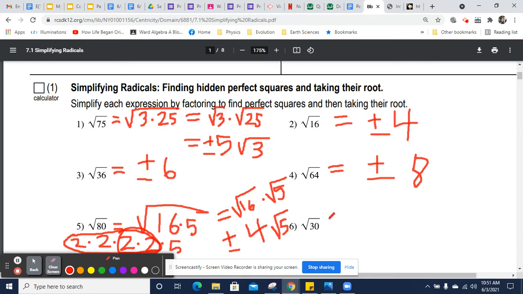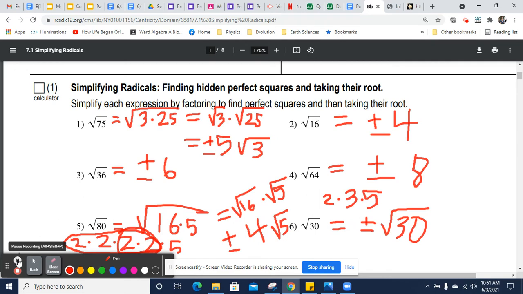But the square root of 30. Are there any perfect squares hiding in the square root of 30? Check it out. Pause the video and see what you think. Well, if you've paused the video, I'm going to let you know now that 30 is 2 times 3 times 5. None of those are perfect squares. So it turns out the simplified version of the square root of 30 is plus or minus, wait for it, the square root of 30. The whole thing stays in square root jail.